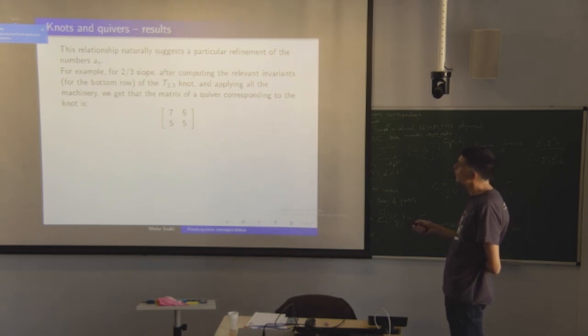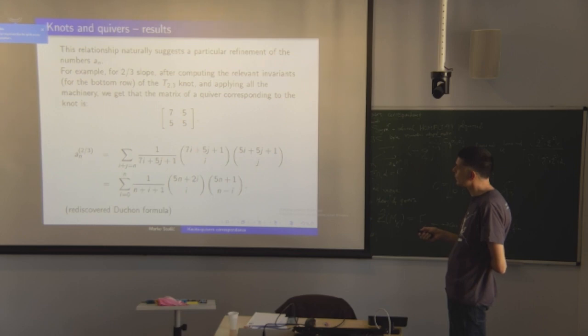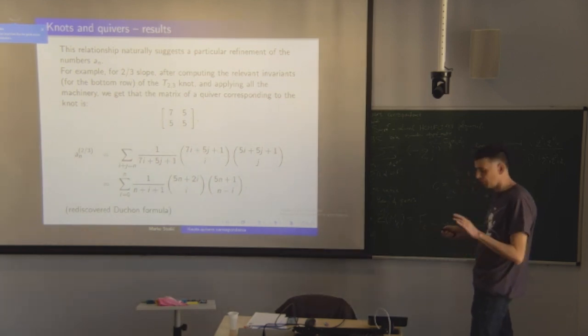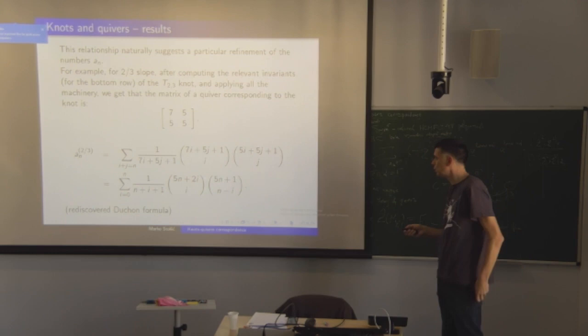Well, I'll skip many details, but here, for example, for the torus (2,3) knot, you can find a quiver, or just part of it. This is the relevant part of the quiver, and from this quiver you can just read off the formula. There are some numbers 7, 5, 5, 5 in this framing, and you put them in the right way, and you get a formula which turns out to be a very famous combinatorial formula, although we didn't even know.